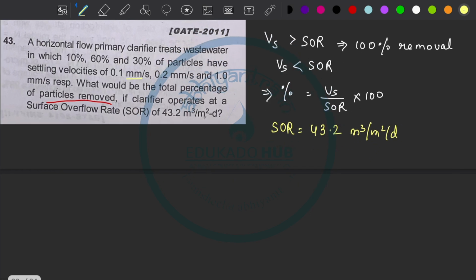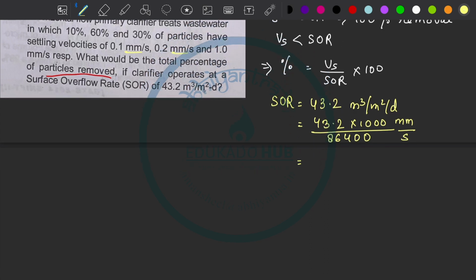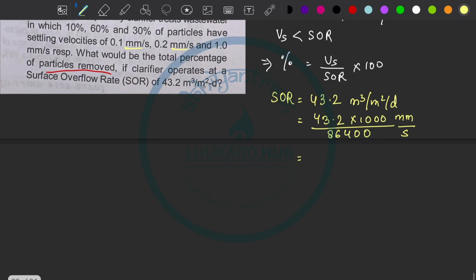If I change it, particle size is given in mm, so let's change this meter into mm. So 43.2, in 1 meter there is 1000 mm, and per day there are 86400 seconds. Alright, we have changed the surface overflow rate into the normal mm per second value. So after calculating it, we get 0.5 mm per second. So the surface overflow rate comes out to be this.